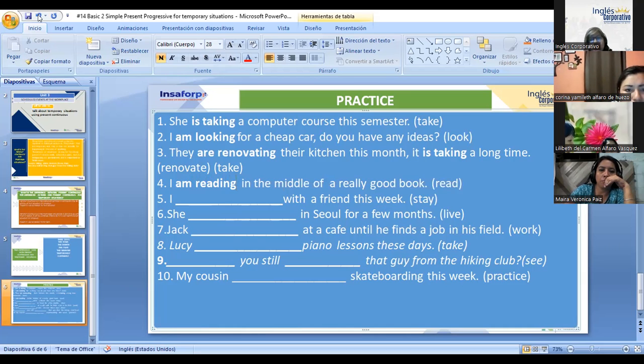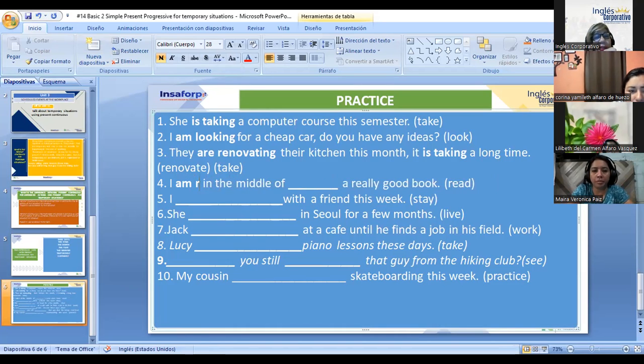What is the original here? Let me see. Esa está como un poco rara. I am in the middle of reading a really good book. Y en esa, ¿por qué es así? Es como una expresión. A ustedes se les enseñan cosas básicas, pero a veces cuando ya se introducen otros elementos, ya van habiendo otras estructuras. Es in the middle, es una expresión.